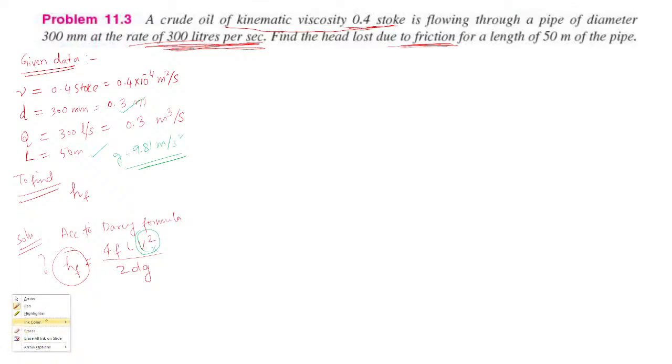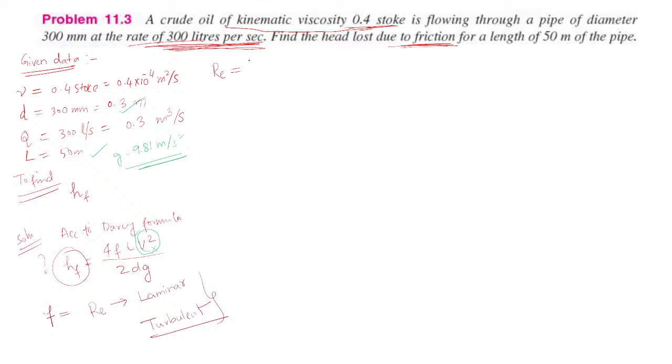Now how can we find the F value? That's quite simple. To find the F value, we need to predict from the Reynolds number whether the flow is laminar or turbulent. So to identify whether the flow is laminar or turbulent, what should we do? We should first utilize the Reynolds number formula.